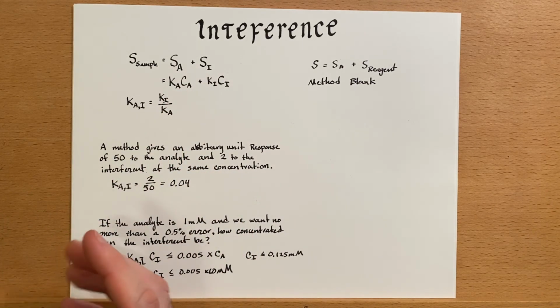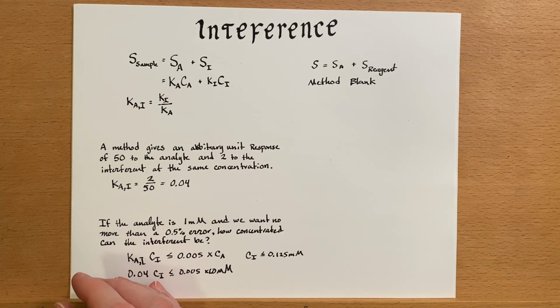This is a fairly complicated way of dealing with interference, and it's not usually done for one major reason. Usually we do not know the identity of our interferences. It's hard to measure everything inside a sample, especially when we don't exactly know what we could be looking for.